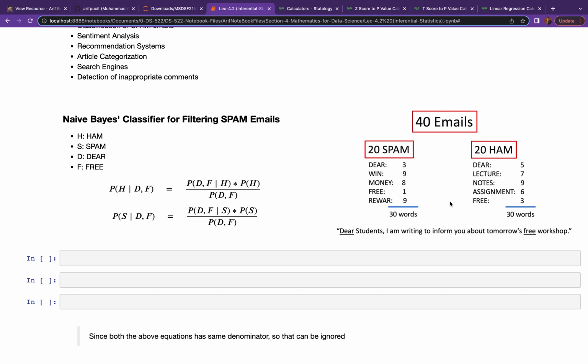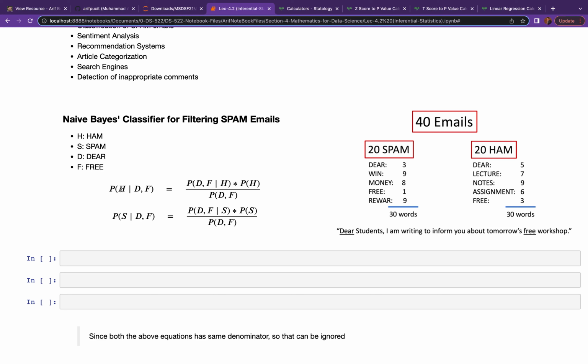If we classify it ourselves, we will naturally see that this is a ham message. Let us now see how our algorithm will classify this using the naive Bayes classifier. In this message, our algorithm will naturally pick the two words dear and free, which are underlined over here. And let's suppose that H stands for ham, S for spam, D for dear, and F for free. So we need to compute these two probabilities.